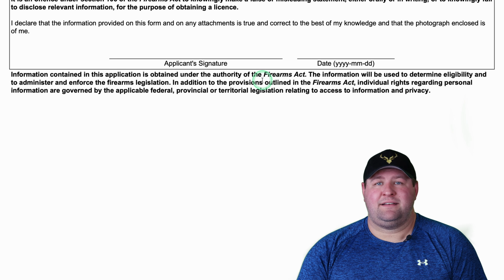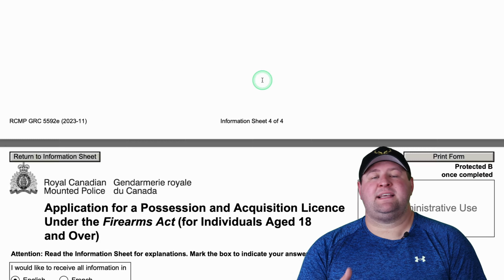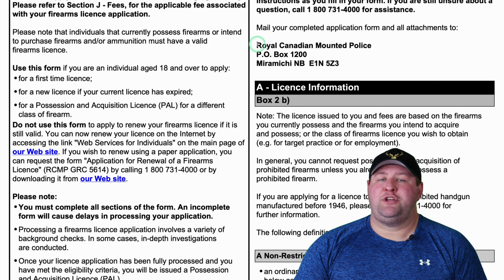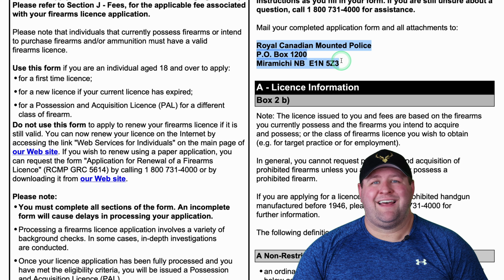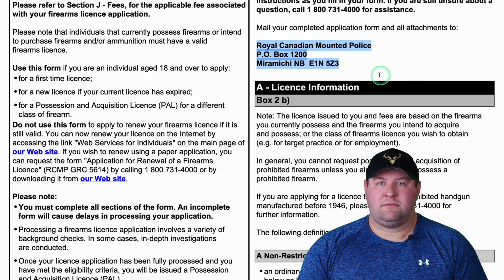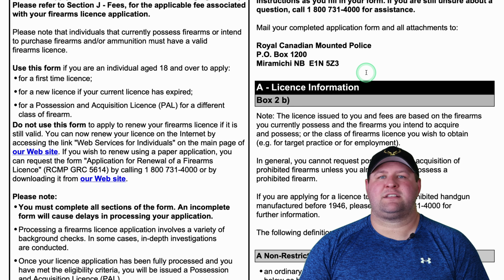You will have to mail this in, and the place you mail this is the RCMP, P.O. Box 1200, Miramichi, New Brunswick, E1N 5Z3. And I recommend sending this registered mail, just so you can track its progress. Make sure they got it.